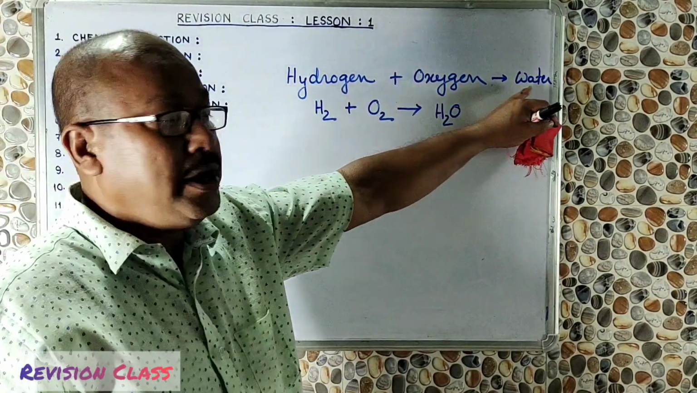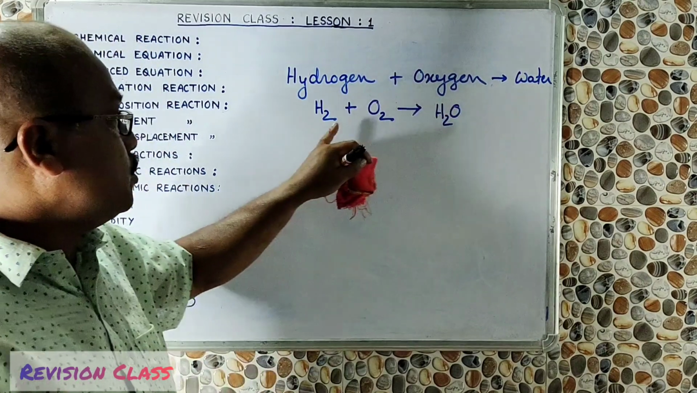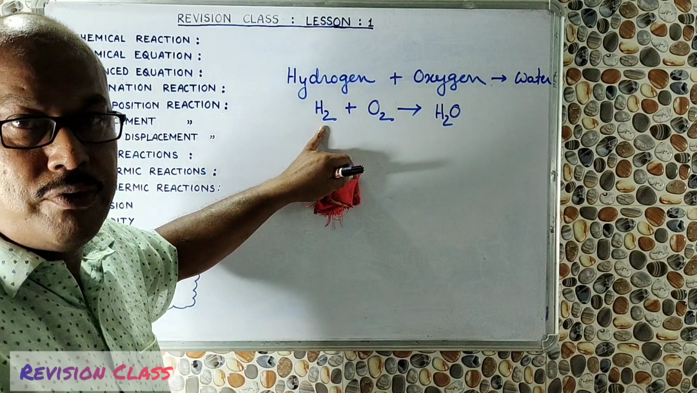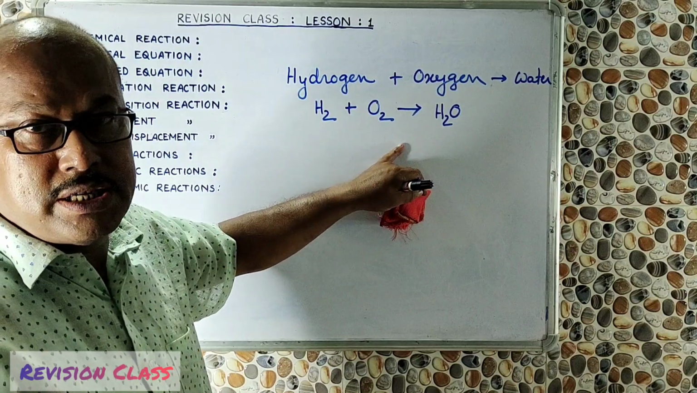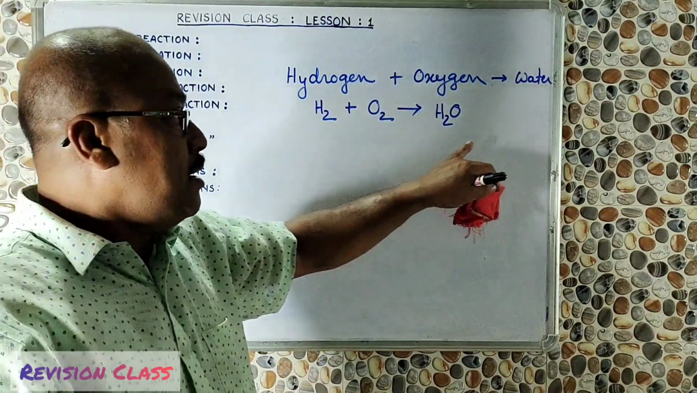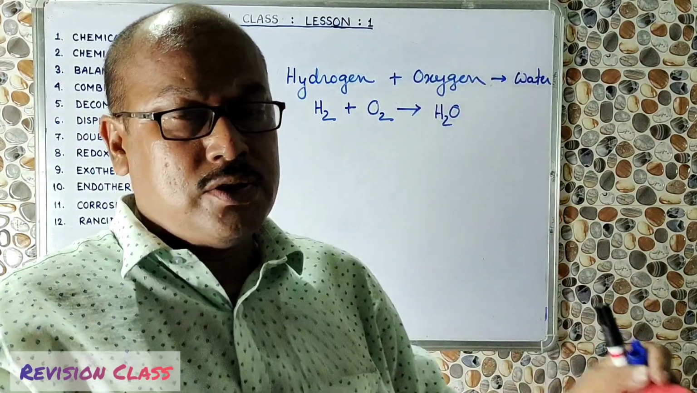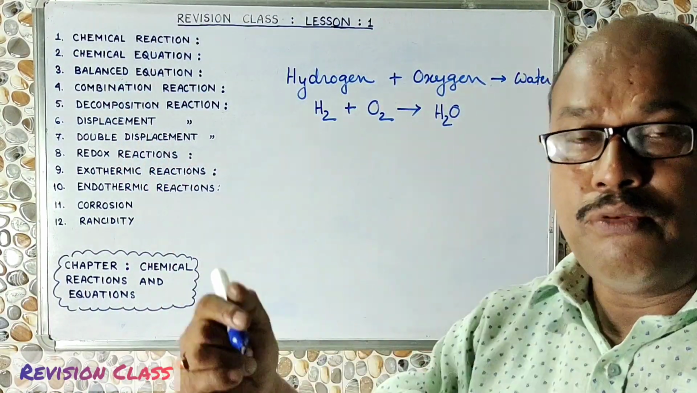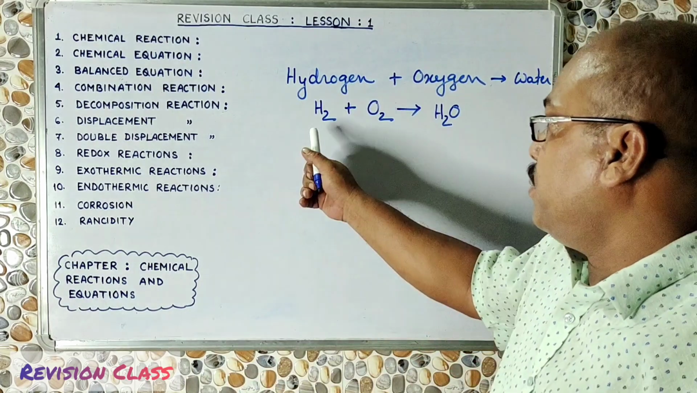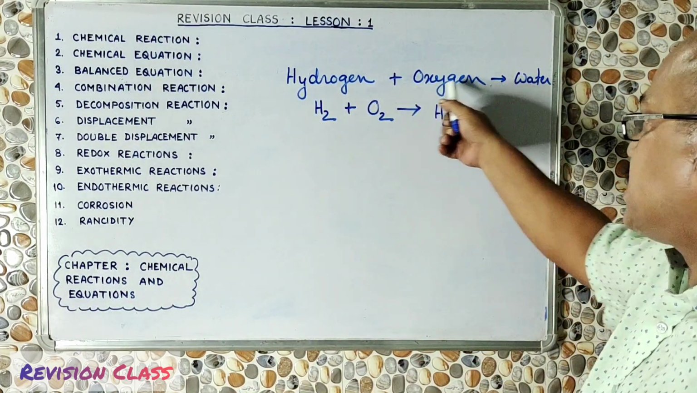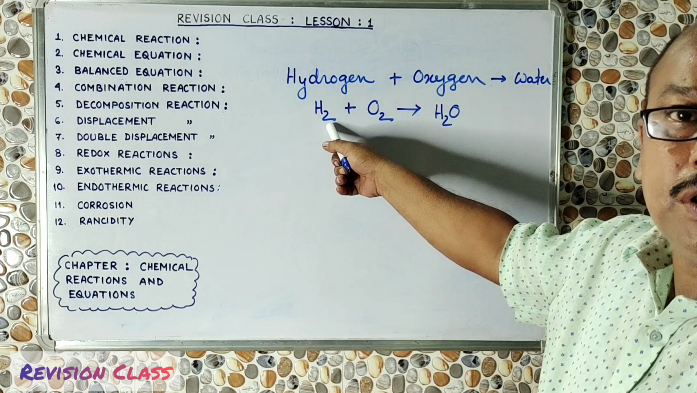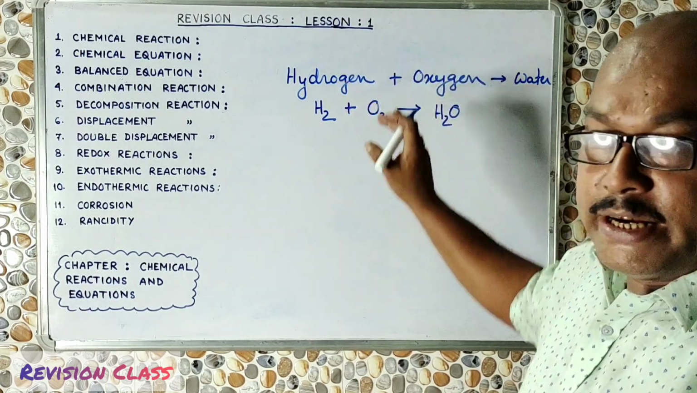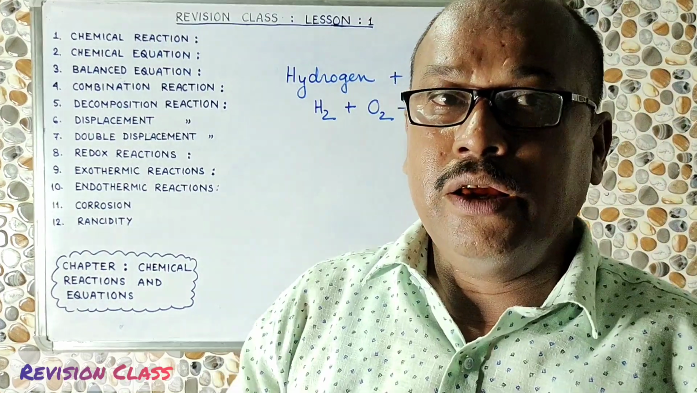You will not write it in words in science, but we will write it like this: H2 plus O2, the formulas of hydrogen and oxygen, combining together to make water, which we write as H2O, the formula of the water molecule. So when we represent a chemical reaction with the help of formulas, this representation is called a chemical equation.